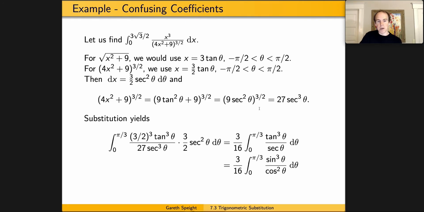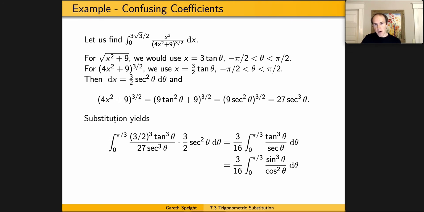Okay, so let's go ahead and substitute everything in. So the x is going to become 3 over 2 cubed tangent cubed theta. The square root on the bottom we just worked out. We said it was 27 secant cubed theta. And then the dx we also worked out. We said it was 3 over 2 secant squared theta d theta. And then the limits changed, of course. So again, as usual with substitution, we should change the limits if we have a definite integral.